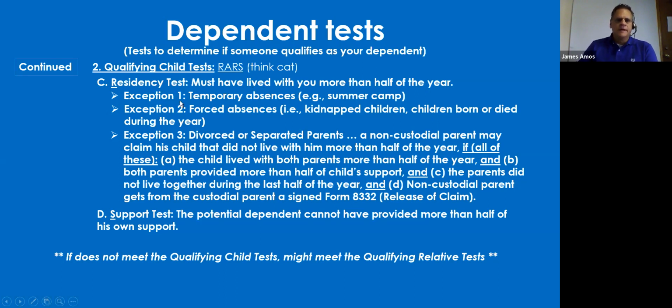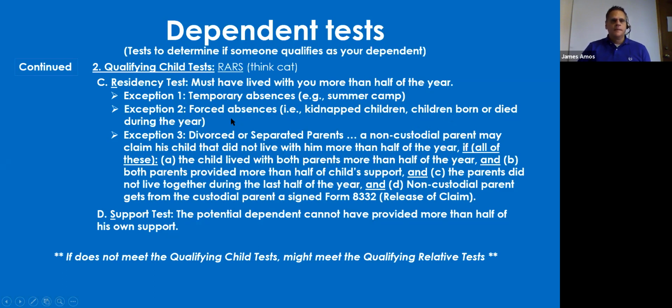There are some exceptions, and most of them are pretty simple. Exception 1 is for temporary absences. For example, your child goes off to summer camp, or your child lives perhaps in a military school, or in any kind of school where they live on campus. That would be an exception. And a second exception is for forced absences. That would be like kidnapped children. Somebody who has a kidnapped child, a child who hasn't lived with them because they've been kidnapped, can still claim that child on their return. Also, for children who were born or died during the year, in the year the child was born or died, they are considered to have lived with you for more than half the year.